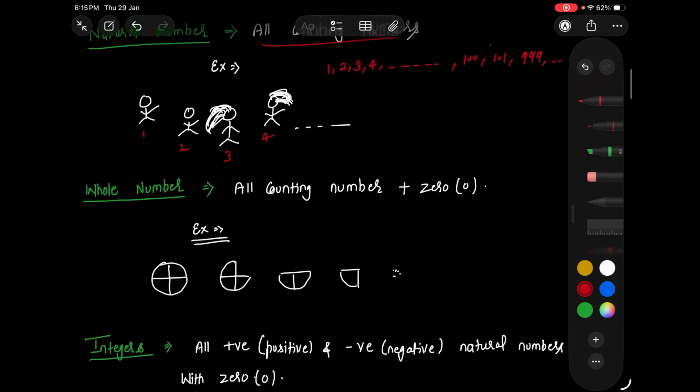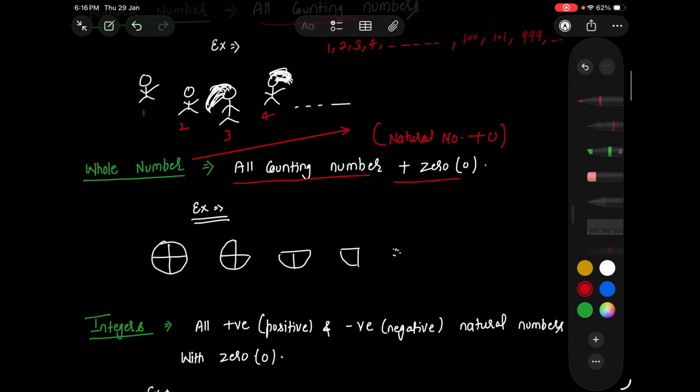Now let's move to whole numbers. What is a whole number? Similarly, all counting numbers that we discussed already, and in addition to this 0. All the natural numbers plus 0 is the whole numbers.